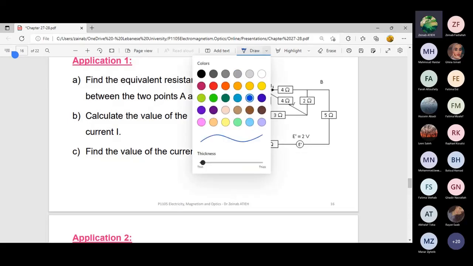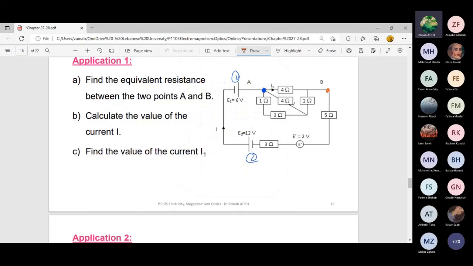Let me take another point. For example, this red point or orange point. Is this a junction? No, because we only have 2 wires. It's not a junction. Simply, when the current arrives, it won't decompose into two parts. It will remain one current flowing. A junction is where the current may split. It will divide. Okay, so can I say it's only when I have 3 wires or more?